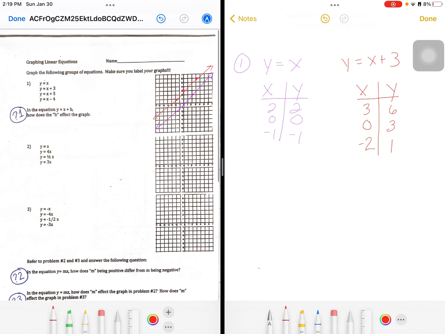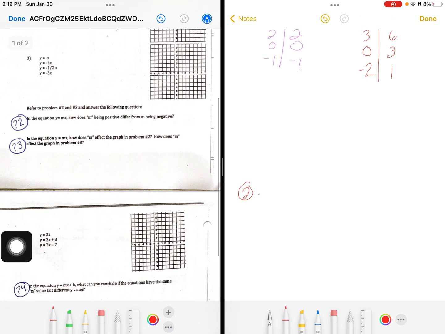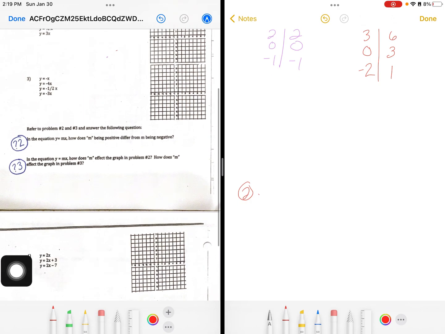I will pick 2 new colors and do the same for the last 2 equations. Then I'll move down to number 2 and do exactly the same thing. So for each of them, I will have 4 equations and tables on the loose leaf of different colors and 4 lines graphed on the graph in corresponding colors. So you're going to do that for these 12 equations, and then you'll go to the back and you'll do it for these 4 more equations.